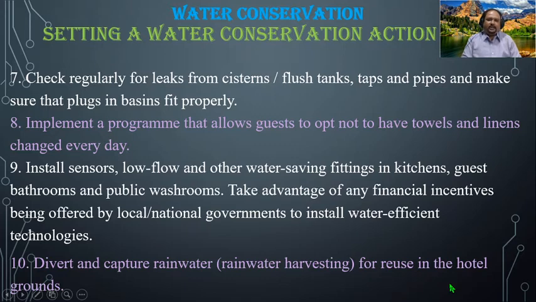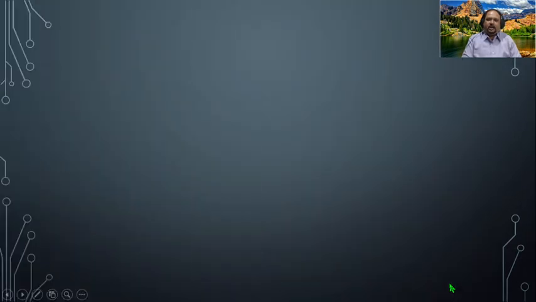Take advantage of any financial incentives being offered by the local or national governments to install water efficient technologies. Number 10, divert and capture rainwater, that is rainwater harvesting, for reuse in the hotel grounds.